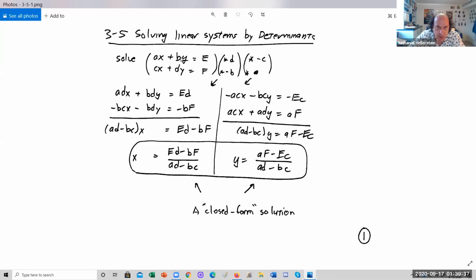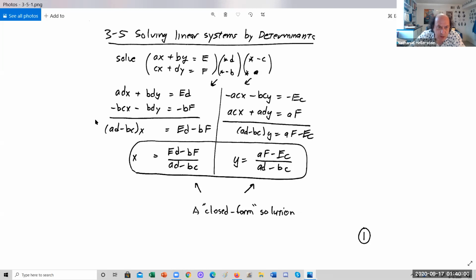We'll rescale these so the Y's line up, and then add to cancel out. What we'll do, we have a BY and a DY, so we multiply the first equation by D, and the second equation by negative B, so you get BDY here and a minus BDY here. ADX plus BDY equals ED, minus BCX minus BDY equals minus BF.